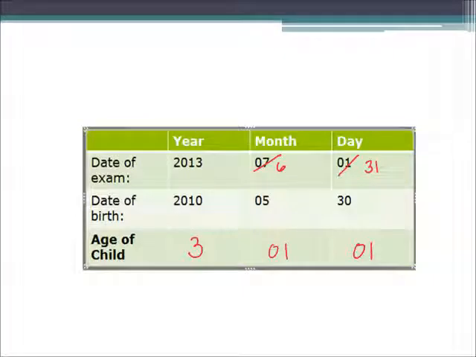To subtract 30 days from 1, you need to borrow a month from the second column. That turns 7 months into 6 and 1 day into 31 days. Remember that for every month you borrow, you are adding 30 days. In this example, we did not need to adjust for prematurity because the child was over 2 years old. Now let's discuss the 4 components of the Denver 2.